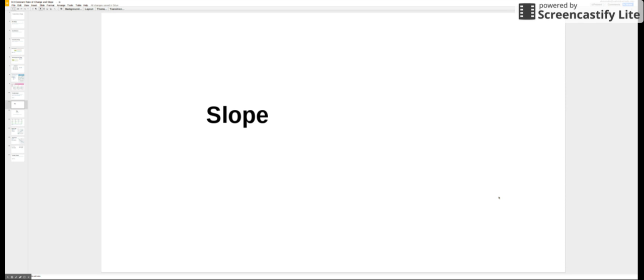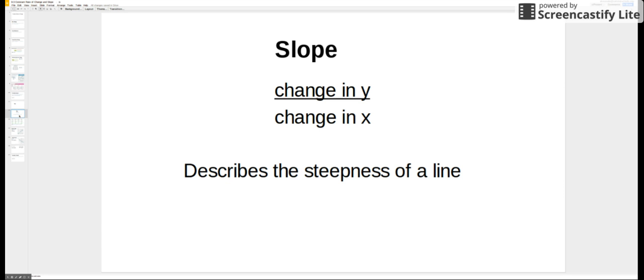Hi there, in this video you're going to learn about slope. Slope is just a change in y over your change in x. Sound familiar? It should. It's supposed to be from constant rate of change. Slope and constant rate of change are the same thing. Slope basically describes the steepness of a line.